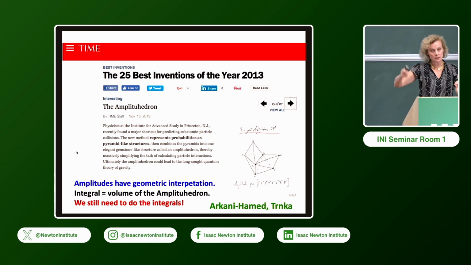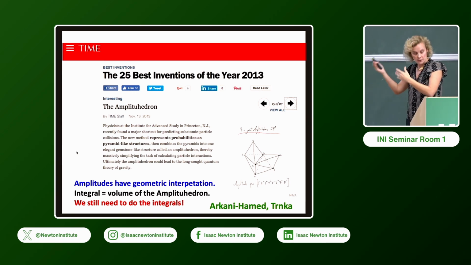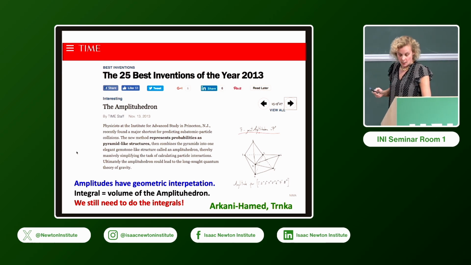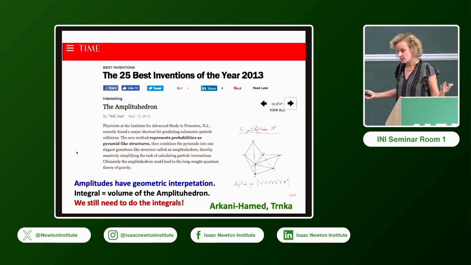So the amplituhedron that some of you might have heard about is about how you write down the integrand, but you have to integrate it. So the talk that I'm giving today is because there are a lot of things one can talk about in N=4. My talk today is about the actual result of this integral.